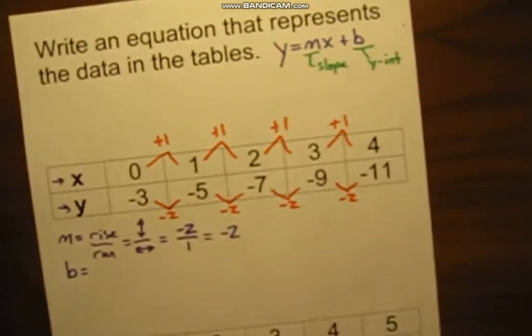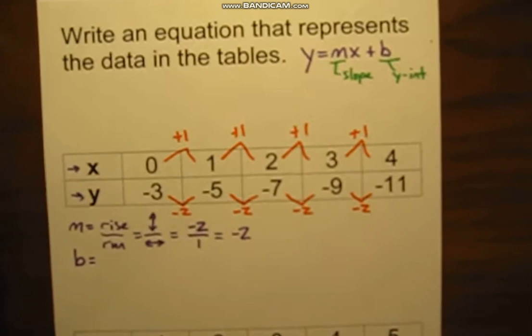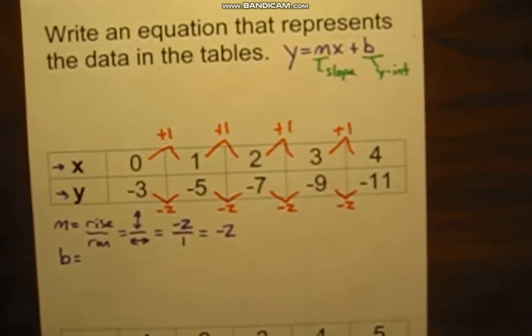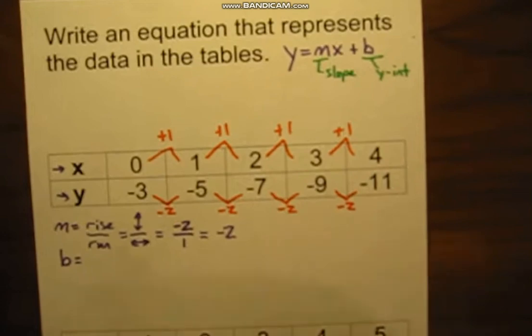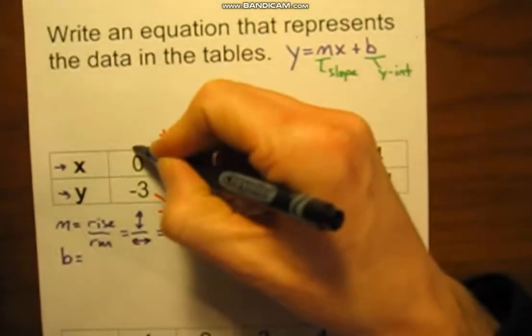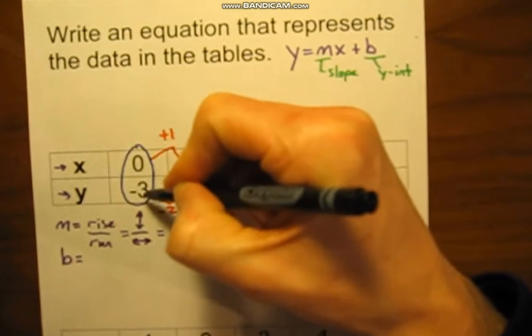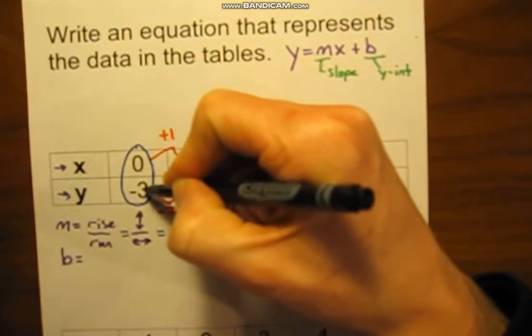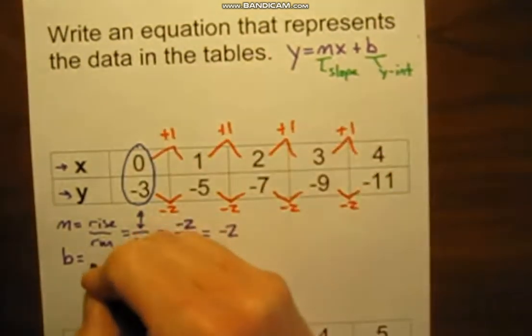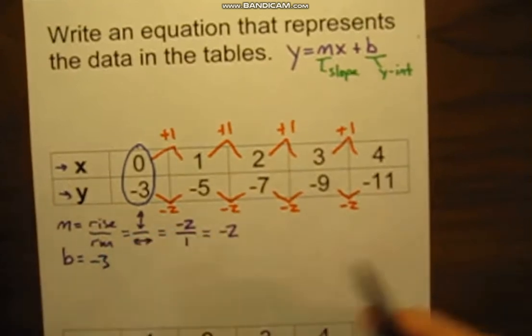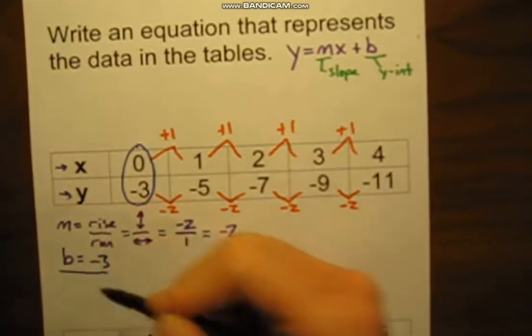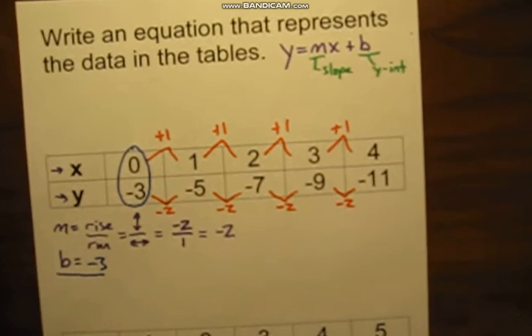Well, let's go back to our data table now. Remember what I just said, when x is 0, the y-coordinate is our y-intercept. Well, here's x is 0. The y-coordinate must be our y-intercept. When x is 0, y is negative 3. So b must equal negative 3.